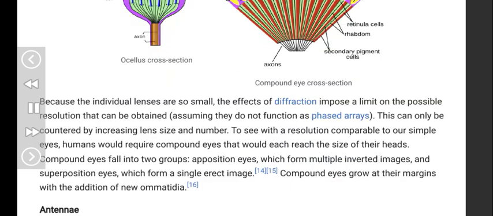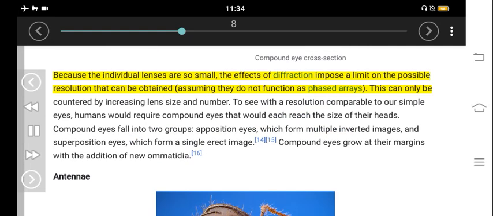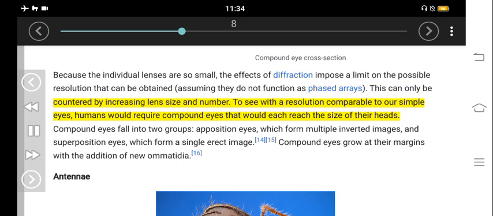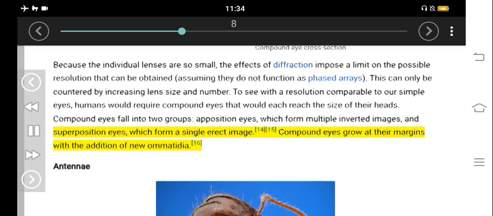Ocellus cross-section. Compound eye cross-section. Individual lenses are so small that the effects of diffraction impose a limit on the possible resolution that can be obtained, assuming they do not function as phased arrays. This can only be countered by increasing lens size and number. To see resolution comparable to our simple eyes, humans would require compound eyes that would each reach the size of their heads. Compound eyes fall into two groups: apposition eyes, which form multiple inverted images, and superposition eyes, which form a single erect image. Compound eyes grow at their margins with the addition of new ommatidia.